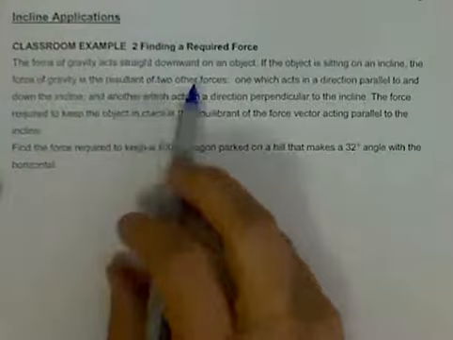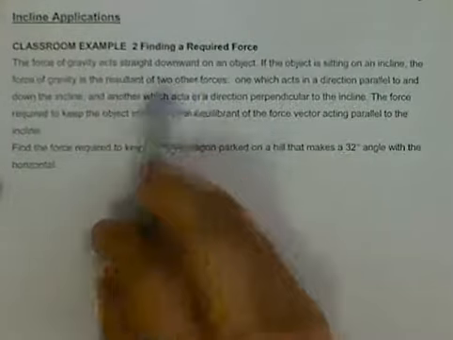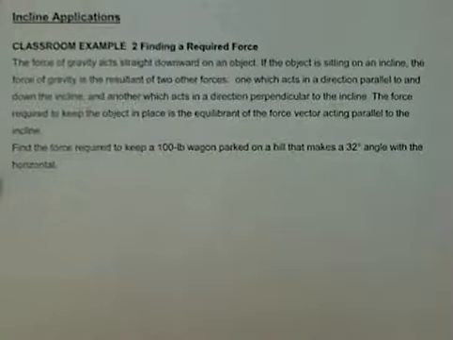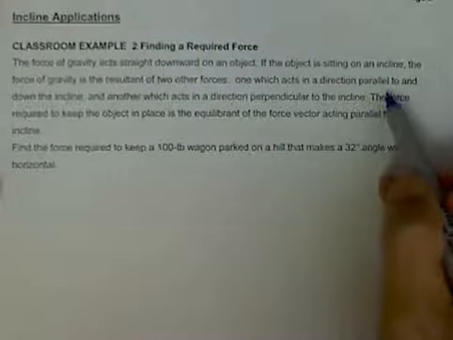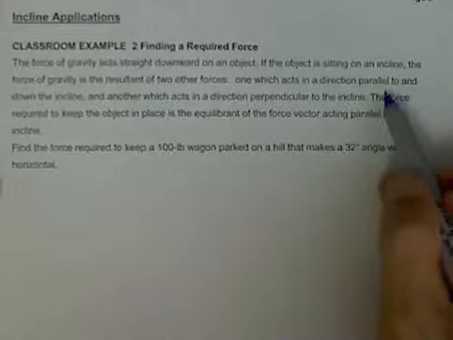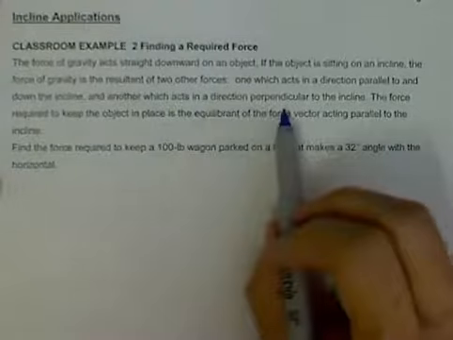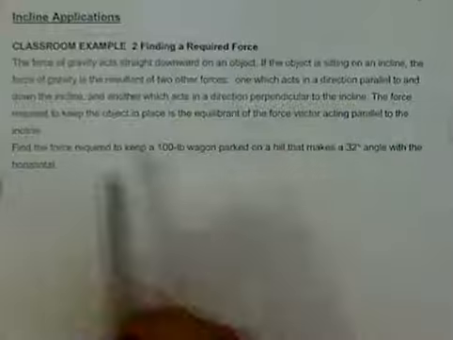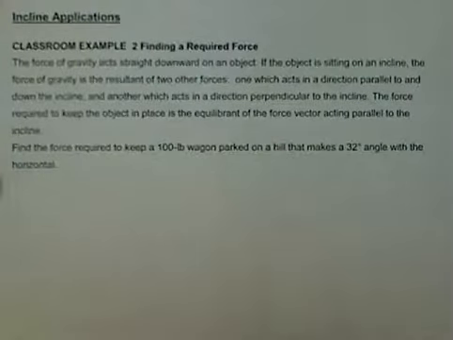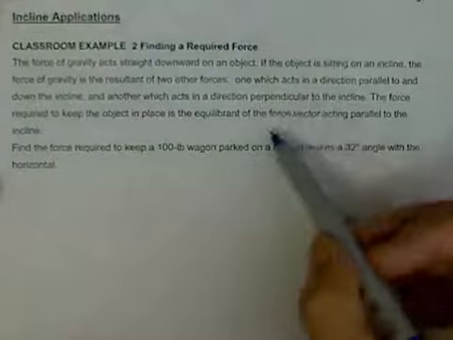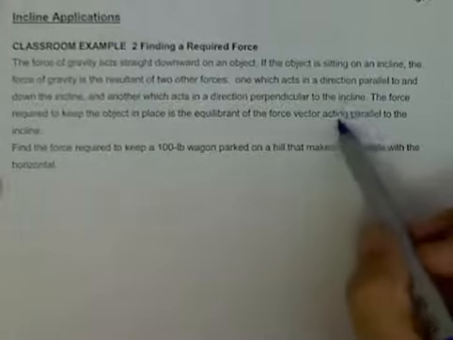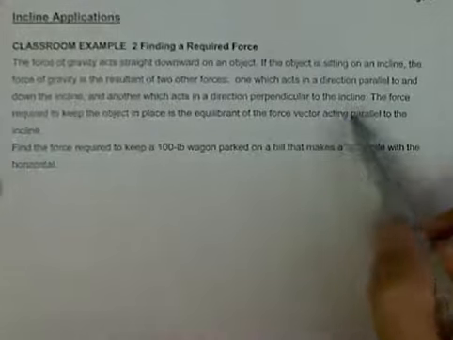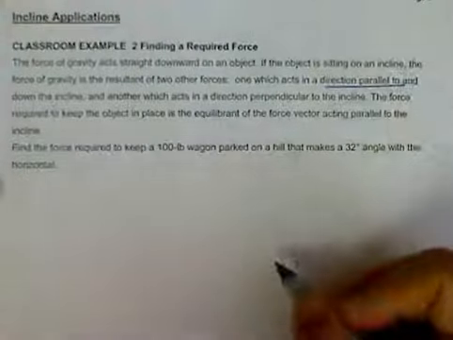So if we've got an object that's sitting on an incline, the force of gravity acts straight downward, but it's really the resultant of two other forces. One of them acts parallel to the incline and down the incline, and the other one actually acts perpendicular to the incline. The force required to keep the object in place on the incline is the equilibrant of the force vector that acts parallel to the incline. So it's the equilibrant, or in other words, the opposite of this force.